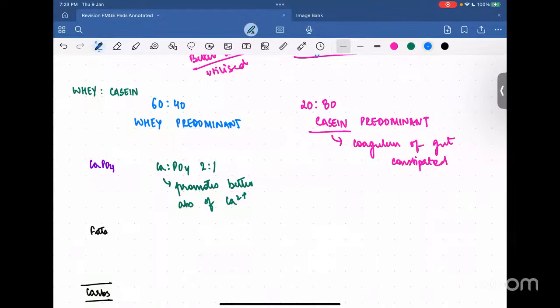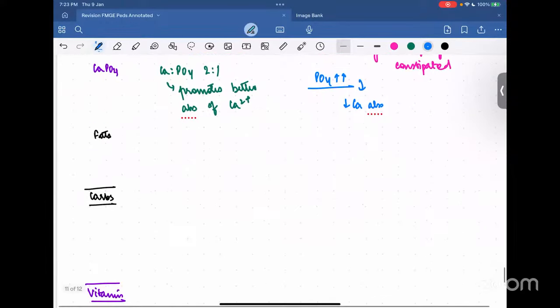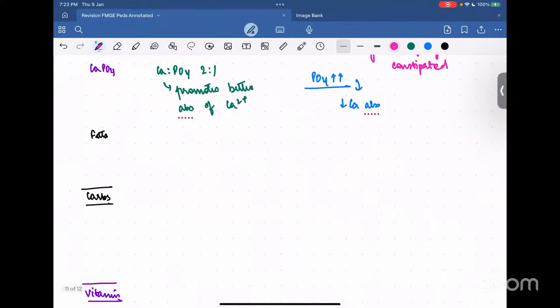Whereas in cow's milk it is phosphate high. So because of that, the calcium absorption is not that efficient. Right? Now coming down to fats. If you look at the fats in human milk, again they are better quality. It is rich in PUFAs, rich in DHA, which is very important for brain and retina development.